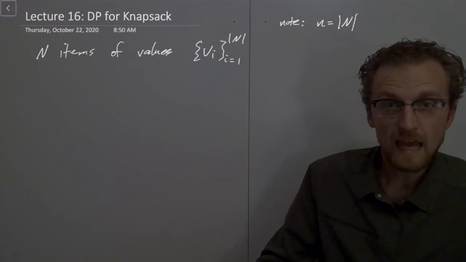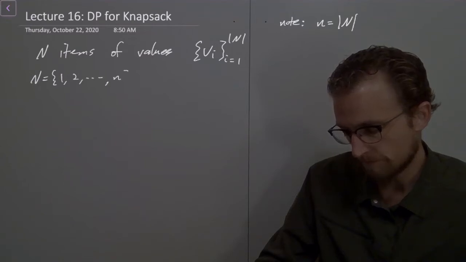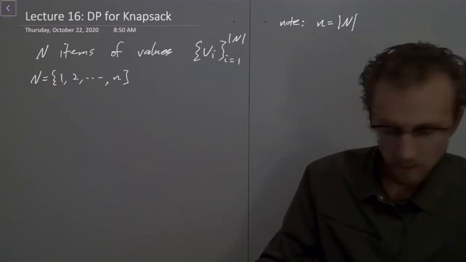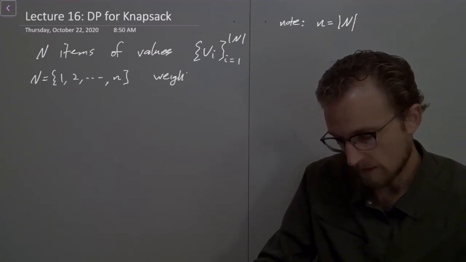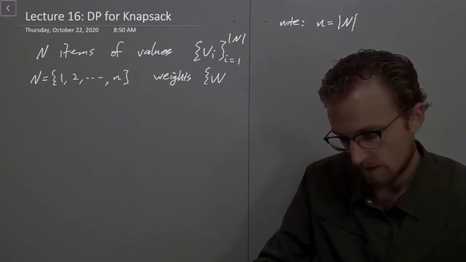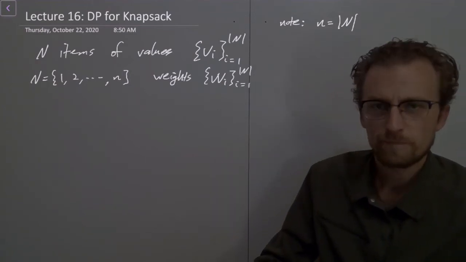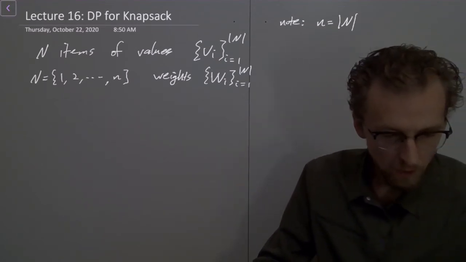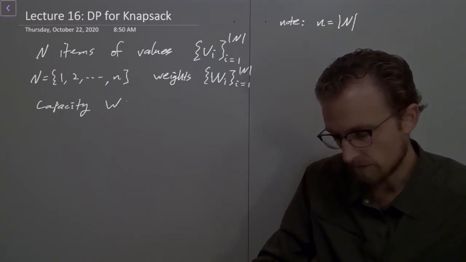So we think of this capital N as a set, right? N is the set 1, 2, all the way up to n. Each item in the set has a value v_i. Each item in the set also has a weight, w_i. So we also have weights w_i for i equals 1 to the size of N. That should be very clearly a w. Yes, good. We're also given a capacity, and I'll call that capacity big W.